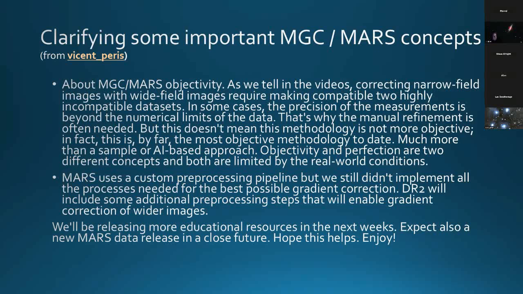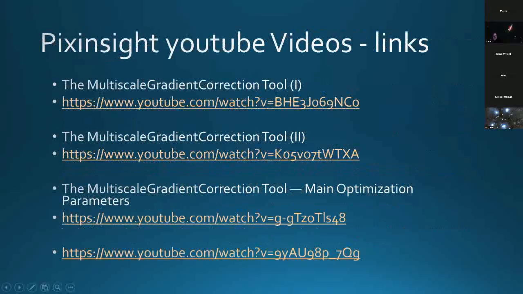But yeah, there's a spot to go out there and read it. So here are the YouTube videos: the multi-scale gradient correction tool 1 and 2. I think I posted those in the Slack channel at one point. There's also a multi-scale gradient correction tool main optimization parameters video as well. And I think the last one here might have been City Astro when he went through it as well. I forgot to put the title in.